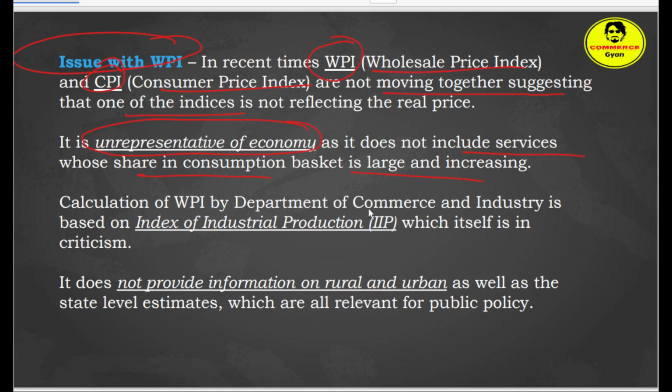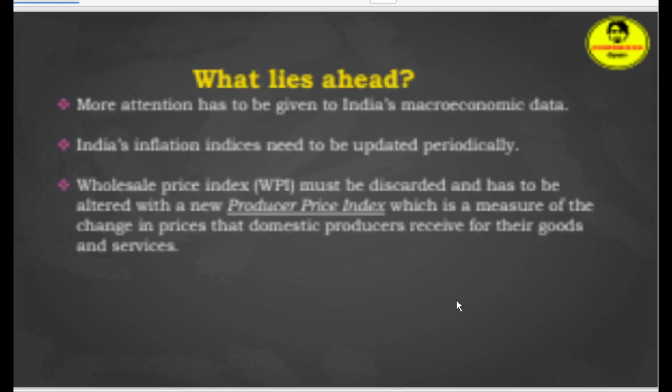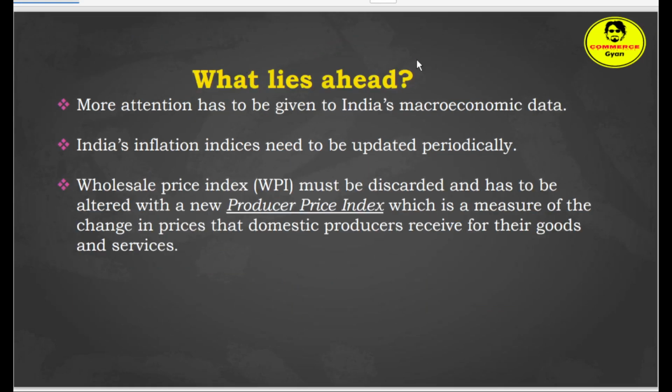The calculation of WPI by the Department of Commerce and Industry is based on the index of industrial production, which is itself under criticism, right? So this organization, the Department of Commerce and Industry, is already in controversy. It does not provide information on rural and urban areas. As we know, rural areas have less share in production, as well as the state level estimates, which are all relevant for public policy. So what lies ahead?